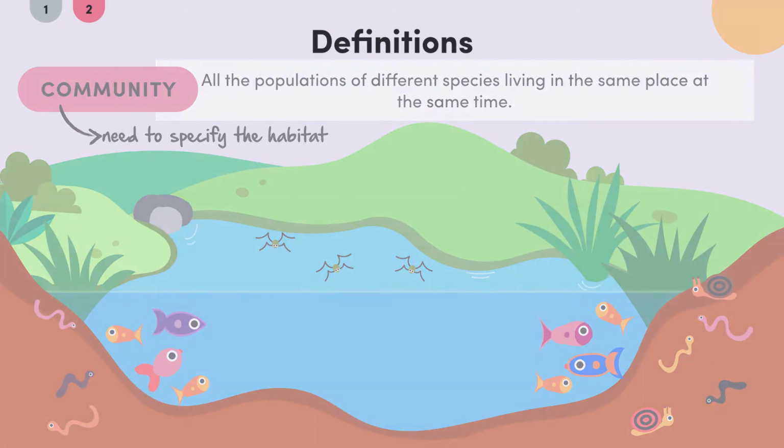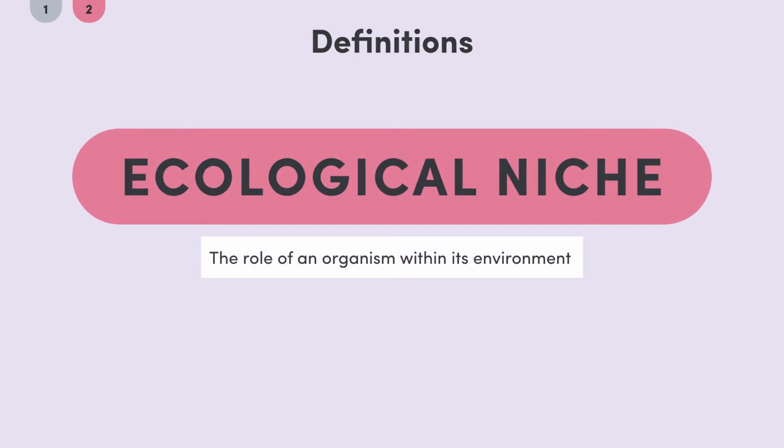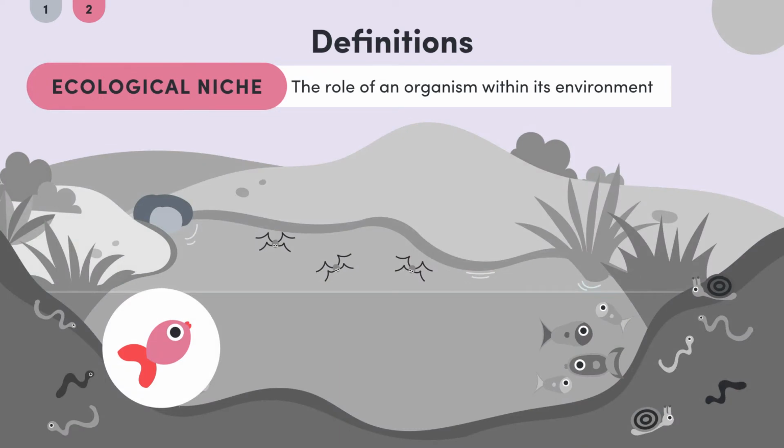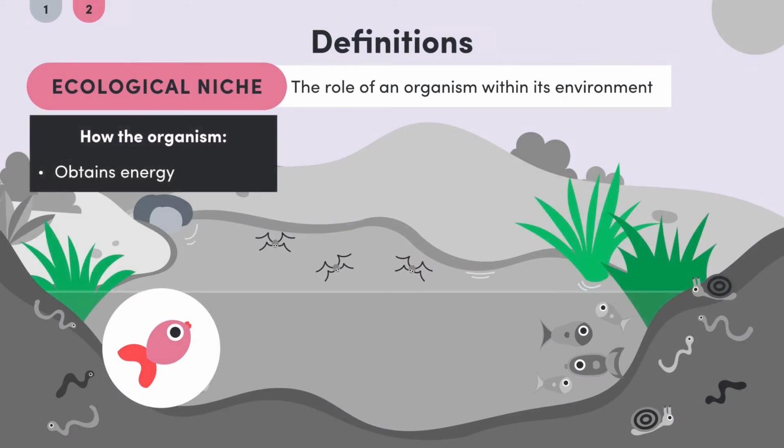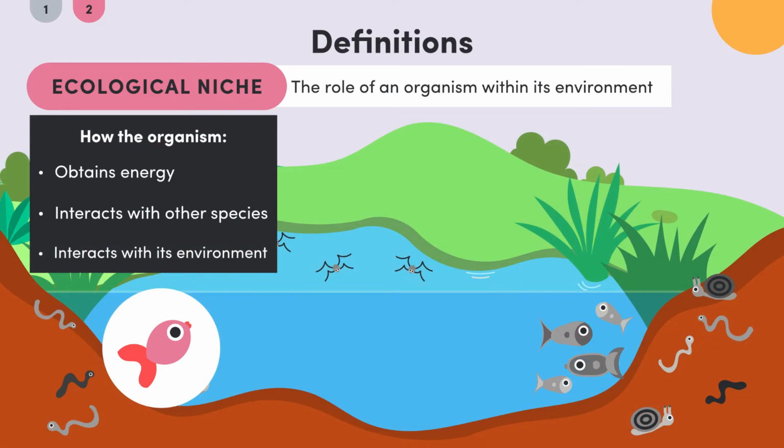Another term you need to know is ecological niche. A niche describes the role of an organism in its environment. The ecological niche includes how the organism obtains energy, how it interacts with other species, and how it interacts with its physical environment. I want to flag that a niche isn't a physical place. It's a conceptual term for a role an organism plays.